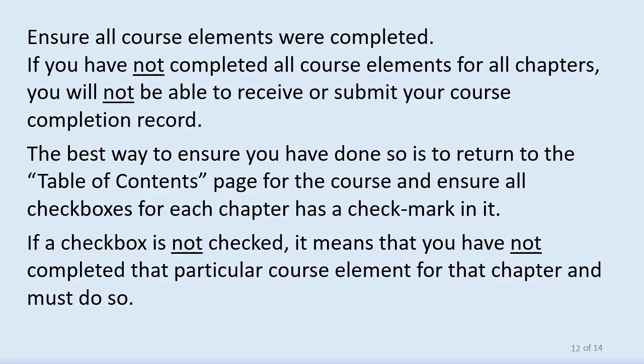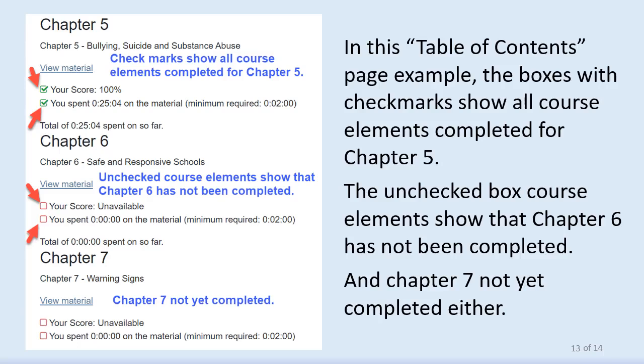If a checkbox is not checked, it means that you have not completed that particular course element for that chapter and must do so. In this table of contents page example, the boxes with checkmarks show all course elements completed for Chapter 5. The unchecked box course elements show that Chapter 6 has not been completed. And Chapter 7 not yet completed either.